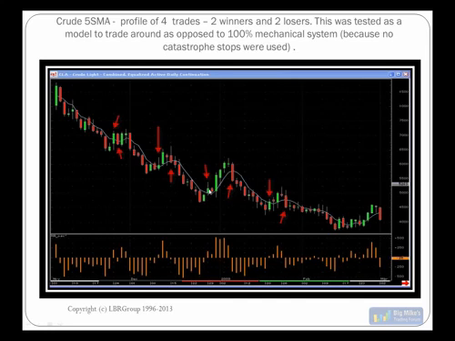And here's another one as well where the computer went short, okay, and by the time the computer covered, it was also a loss. Okay, I'm showing you all the losers for a reason, okay? I want you to see the statistics even in light of these losers.